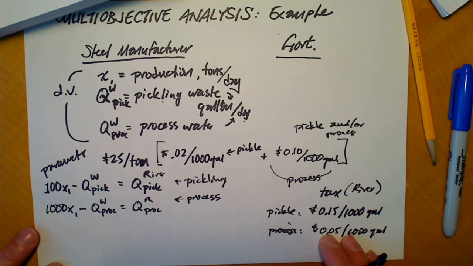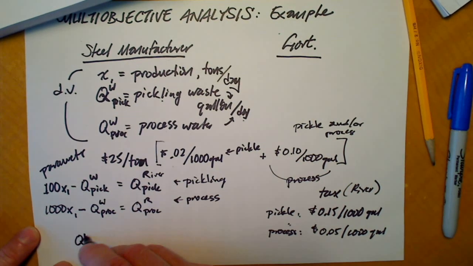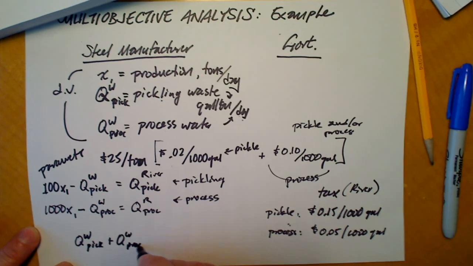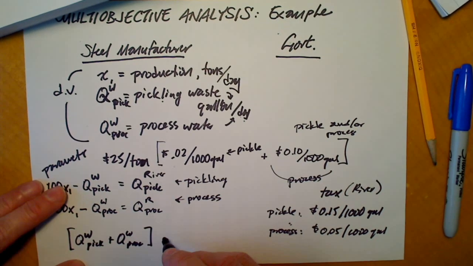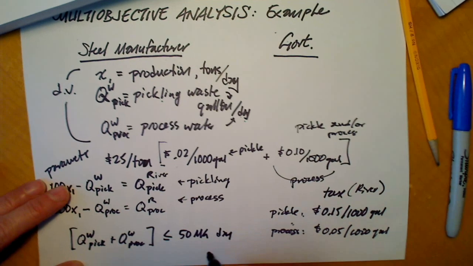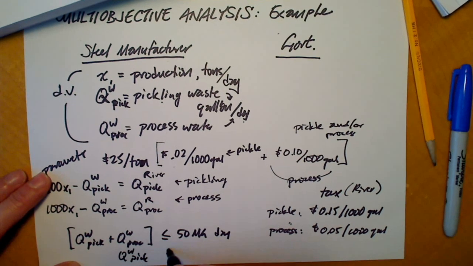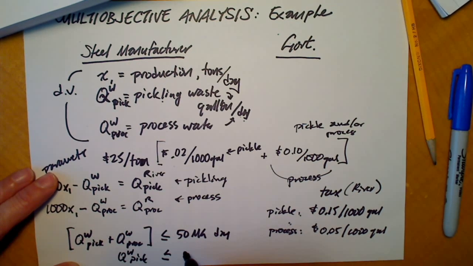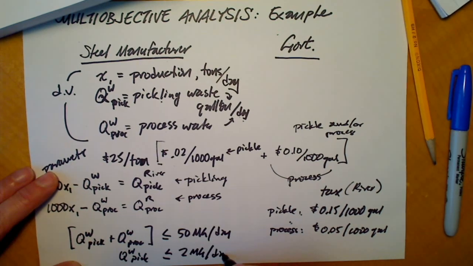Now we have a couple of constraints. The treatment capacity in the wastewater treatment plant, QW pickle plus QW process, is another special kind of process constraint. It has to be less than or equal to 50 million gallons a day. There's also a pre-treatment constraint that's just on the pickle, and that's 2 million gallons per day.